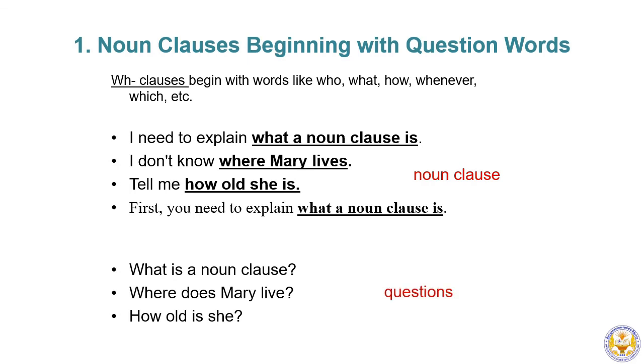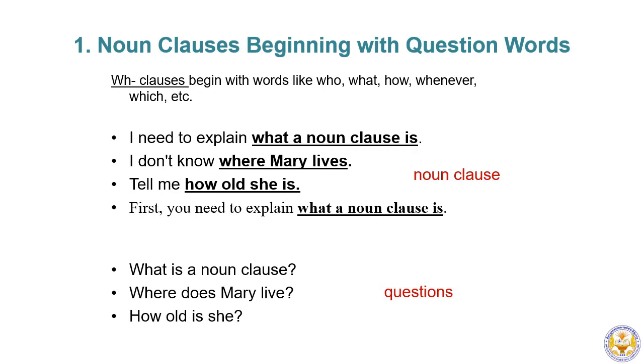Noun clause can begin with WH word. Actually, we have three types of noun clause: the WH word clause, that clause, and if or whether clause. So let's begin with the WH word clause as a noun clause. WH clauses begin with words like who, what, how, whenever, which, etc.